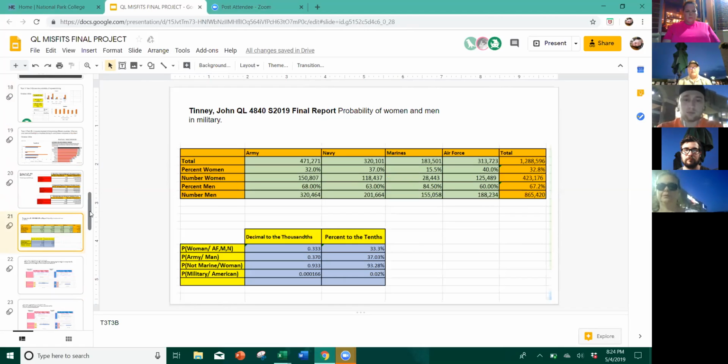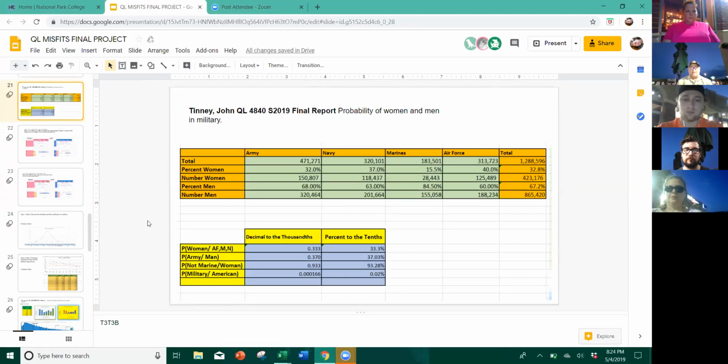This next chart is the percentage of women and men that would be in different branches of the government. We had to come up with formulas that showed what percentage of women were in the Army, the Navy, the Marines, or the Air Force. Down on the bottom, it shows that certain women are not in the Air Force, Marines, or Navy. The percentage of women in the Army was about 33%. Same thing with men, about 37%. It showed that most women are not Marines, about 93.28%. And of all Americans, only about 2% are members of the military of any branch.